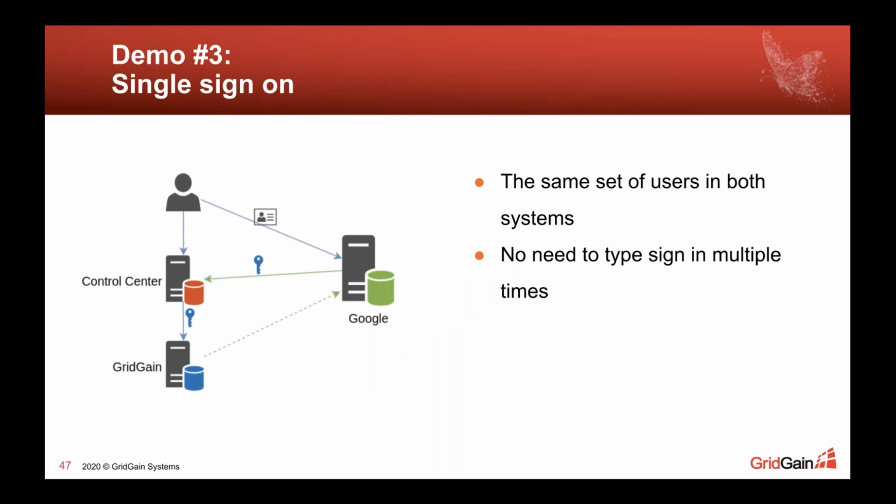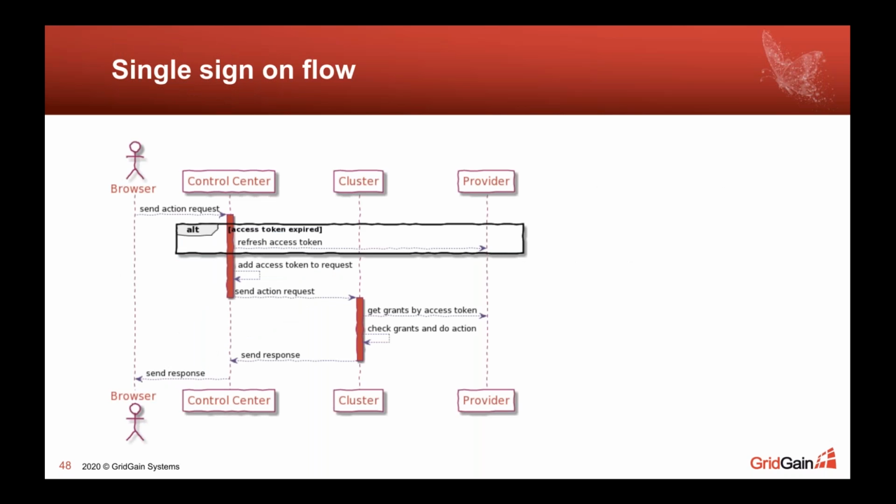Yeah, and we've already mentioned the advantages that we see. So the same set of users is used in both Control Center and GridGain, and you don't need to specify the credentials multiple times. What actually happens behind the scenes was already covered, but let's recap real quick. When an action request is sent to Control Center, it needs to authenticate at the provider to get the refresh and access tokens, and check if the access token is valid. Then the request with this access token is sent. If the access token is expired, then the refresh token is used to get another access token. When the request is sent to the cluster, it can use this access token to validate the session of the user.